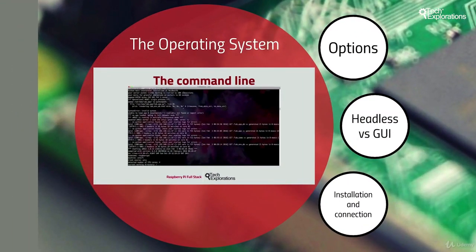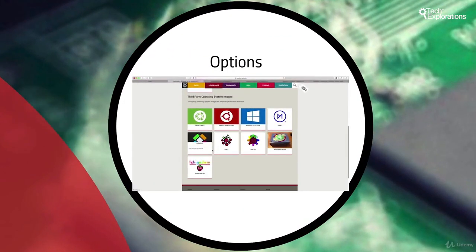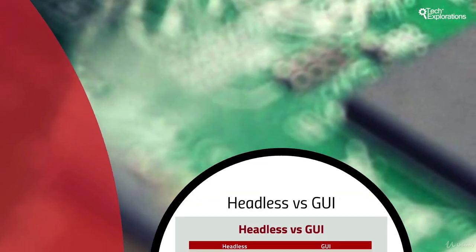We'll continue with the operating system. Unlike the Arduino, and here's one big difference, the Raspberry Pi needs an operating system to be useful. So this is what this section is for. We'll start with having a look at the various options that you can use, especially when it comes to the Raspberry Pi 3. There's a lot of different operating systems that you can use, so I'll have a look at some of the most common options.